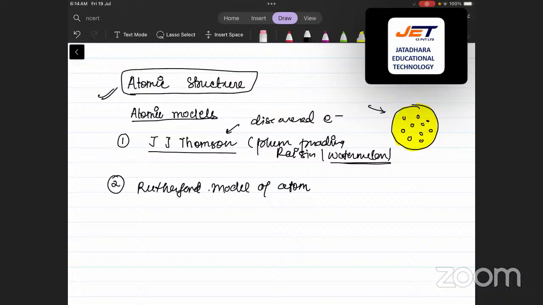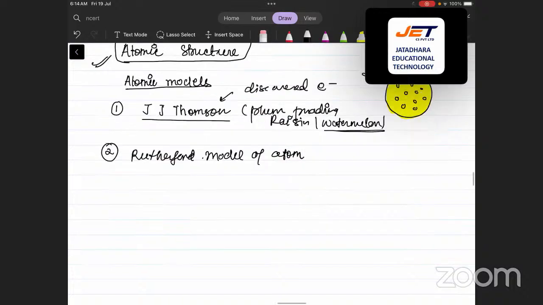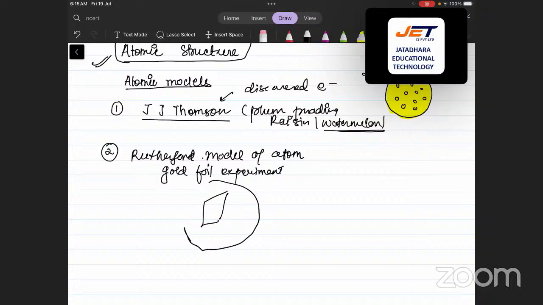So Rutherford, when he conducted his experiment, which is the gold foil experiment, bombarded the gold foil. He took a gold foil, kept the detectors around it, and bombarded it with alpha particles.